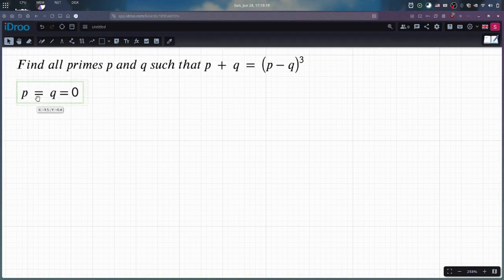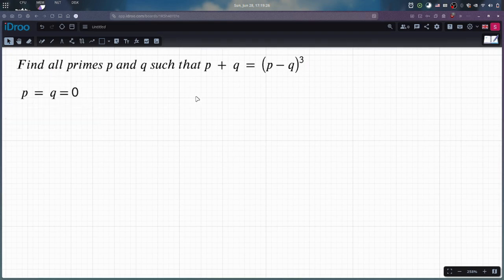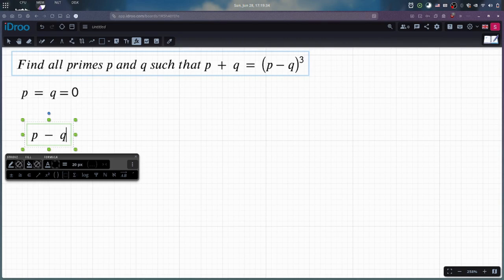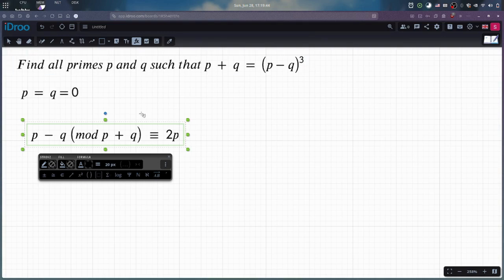From this we can deduce the fact that p and q are coprime. Now what can we do with that property? Well, we could use modular arithmetic. Let's consider the case of p minus q mod p plus q. This is congruent to 2p. That makes sense, right? Because if you move 2p to the other side, this would be minus p minus q, and if you take out the minus, it will be minus (p plus q), which is divisible by p plus q.